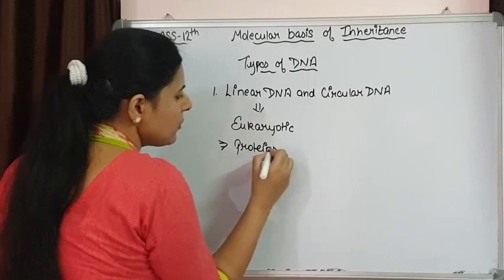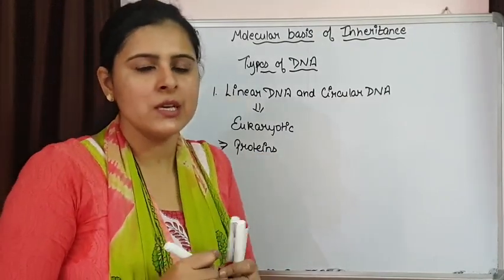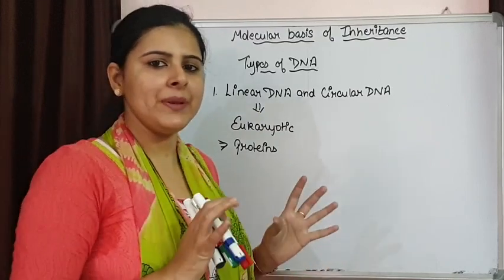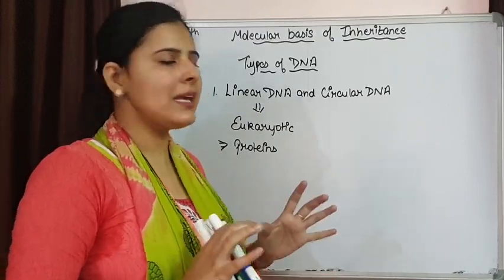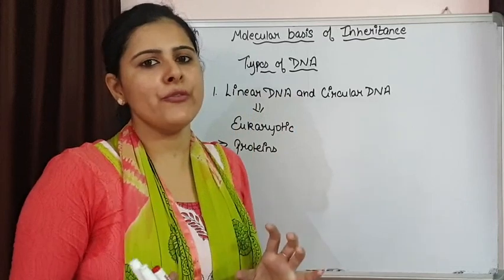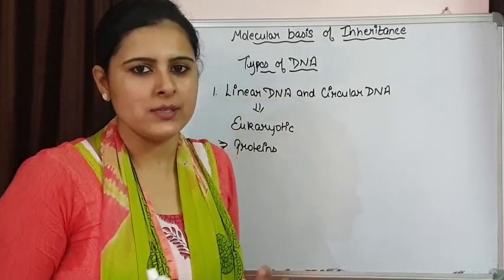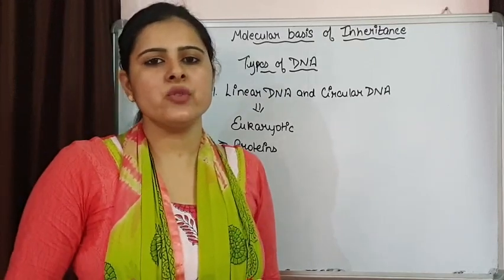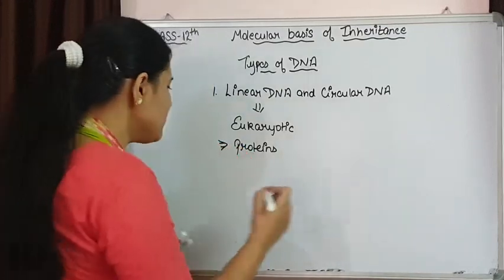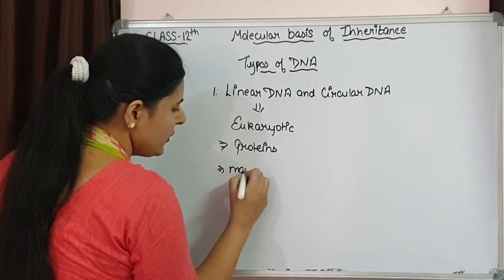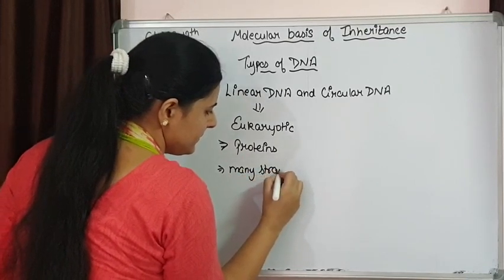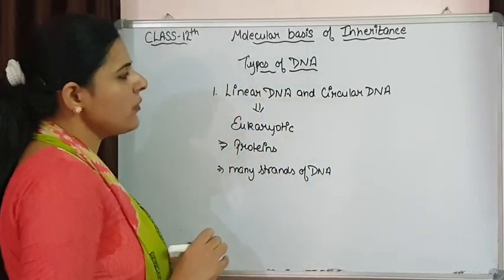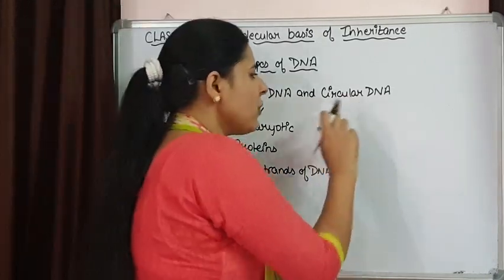We saw earlier also about histone proteins. So here histone proteins are present that are helping in DNA packaging, so that this DNA can easily fit inside the nucleus. Plus this linear DNA, we will find many strands of linear DNA. So many strands are present in the form of chromosomes.